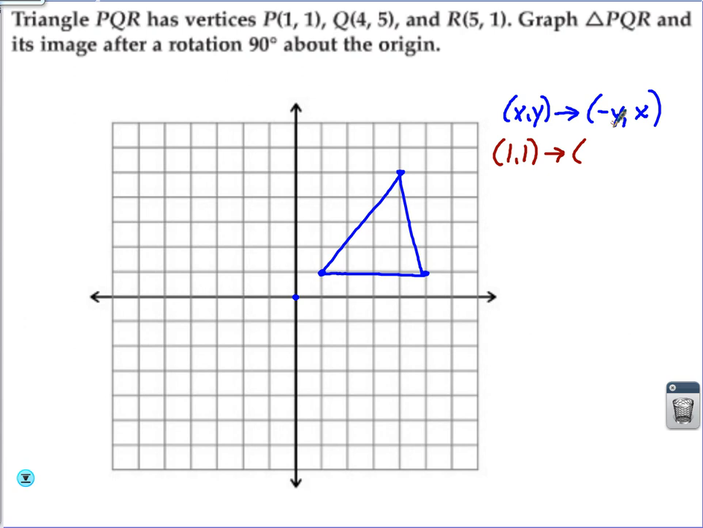So what did you get, Kyle? I think you said (-1, 1). Good job. (4, 5) turns into, Nicole, try this one for me. We're going to flip-flop and make the y negative. What do you get? Perfect. And (5, 1) turns into what, Abby?